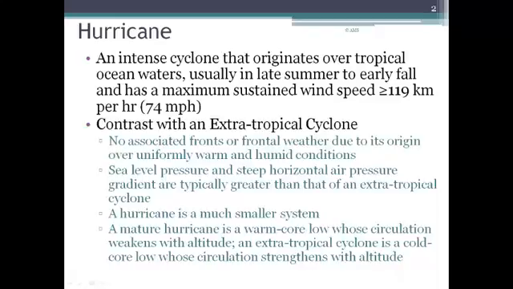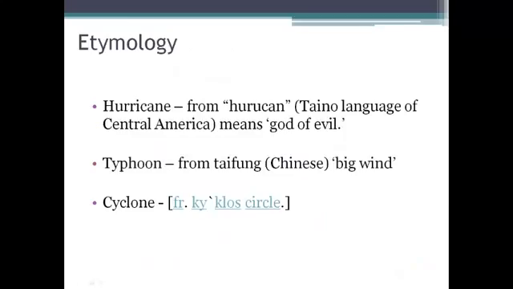And a mature hurricane is what we call a warm core low, whose circulation weakens with altitude, whereas with the mid-latitude cyclone, it's a cold core low, whose circulation strengthens with altitude.